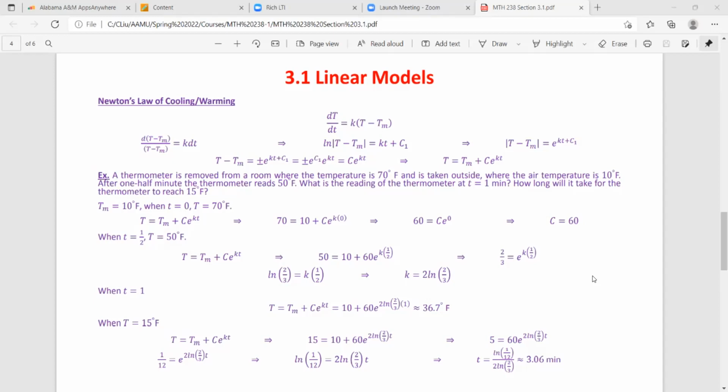After 1/2 minute, the thermometer is 50 degrees. So obviously, it was 70 degrees initially when it was removed from the room. It cools down. So it becomes 50 degrees after 1/2 minute. So the question is, what is the reading of the thermometer at t equal to 1 minute?